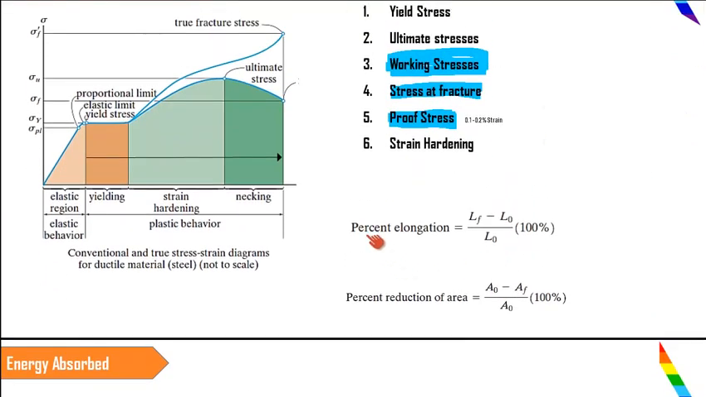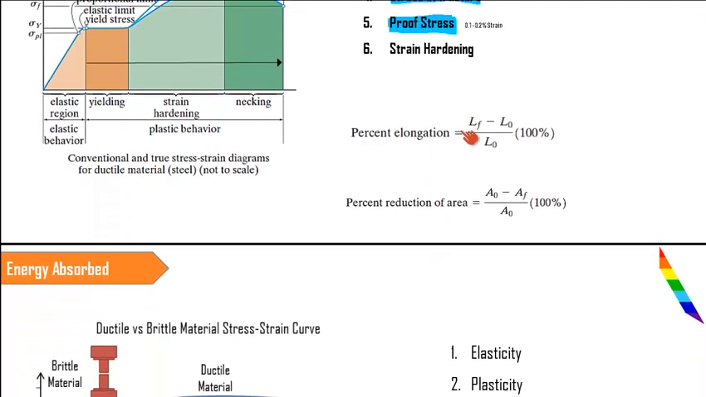So if you take the equation for the percentage elongation, we can say that the final length minus the initial length divided by the initial length, multiplied by 100, will give you the percentage of elongation. And if you take the percentage reduction in the area, the equation is going to be the initial area minus the final area divided by the initial area, multiplied by 100. This much percentage of elongation and reduction can be found out using the stress strain curve.